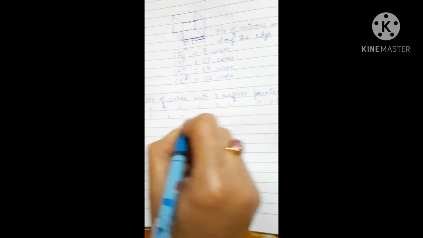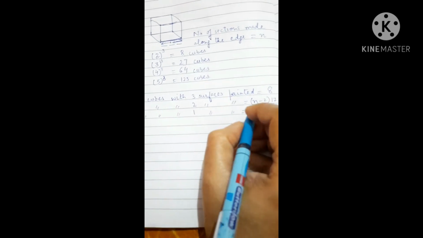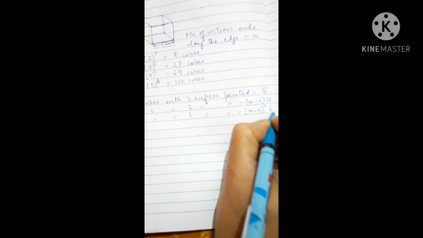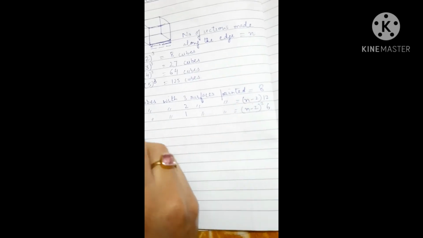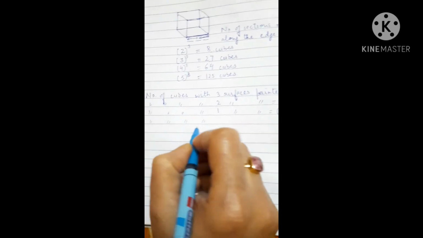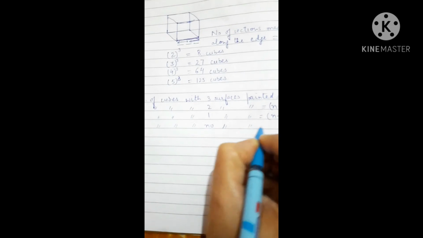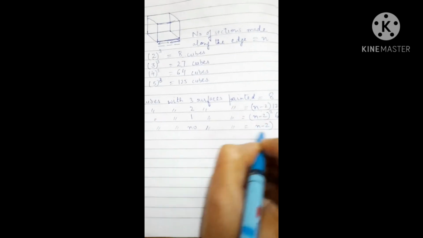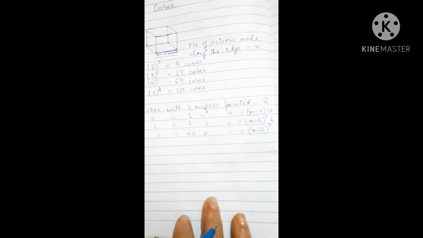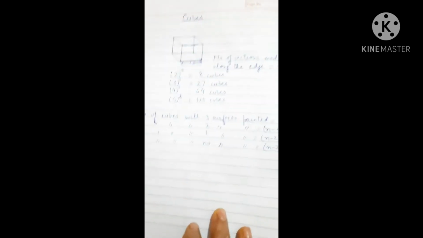The number of cubes with 1 surface painted will be (n minus 2) whole square multiplied by 6. So you just have to learn these formulae and you will be done with your questions. The number of cubes with 0 surfaces painted, your formula becomes (n minus 2) whole cube. So just learn these formulae and it will be very easy for you to solve the questions.